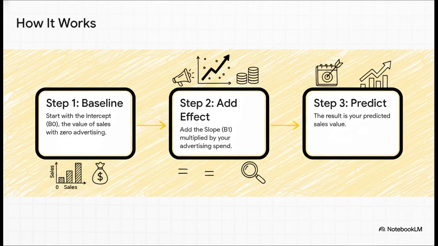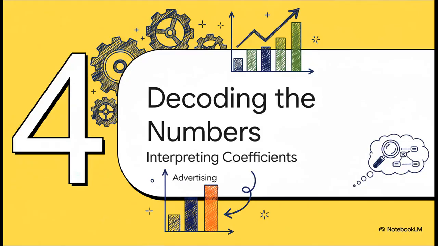Now this is the magic number. It tells you exactly how much punch your advertising packs. You just multiply that by how much you spent, add it to the baseline, and boom. Step 3. You've got your sales prediction. Okay, so having the formula is one thing, but it's pretty useless if we don't know what the numbers inside are actually telling us. The real power, the real magic, comes from decoding these numbers. This is where we find those levers we can pull.